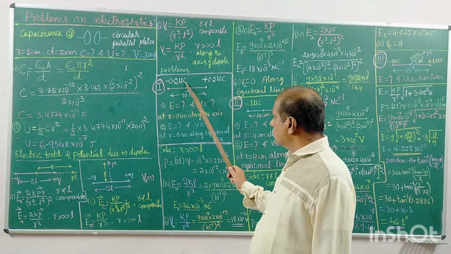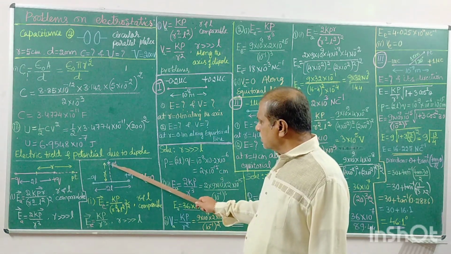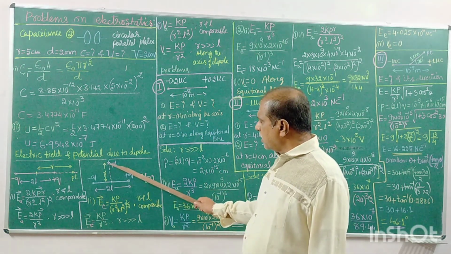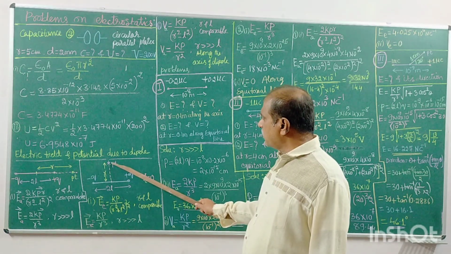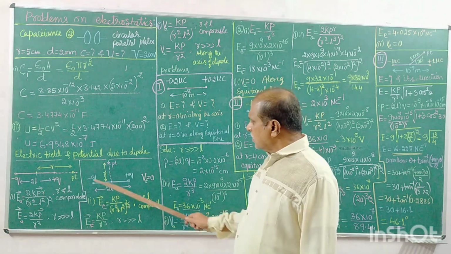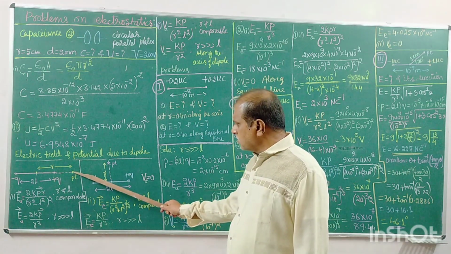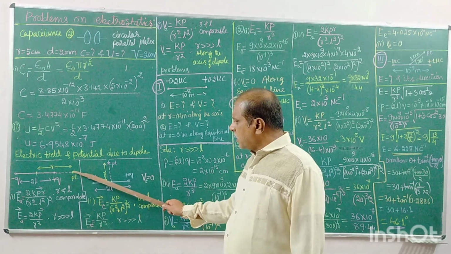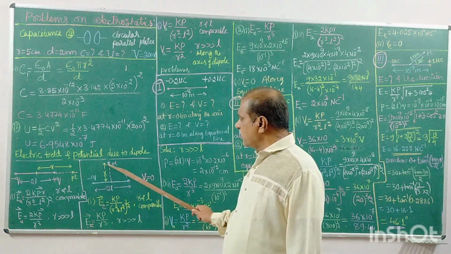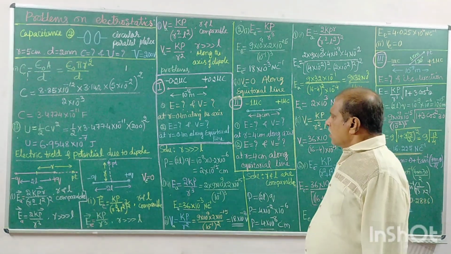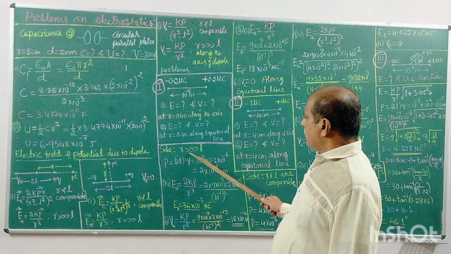Same dipole, same distance along this equatorial line, 0.1 meter from the midpoint. R value is here. So we have both problems. For this dipole you have to calculate the potential at this point, and the electric field at this point. Both the problems are there. Now we shall go for the solution.